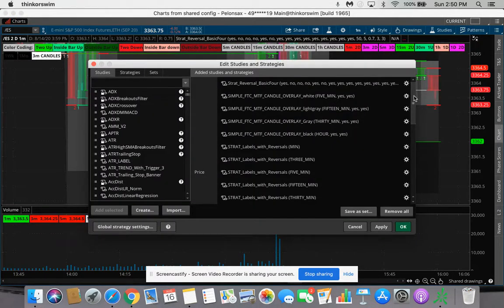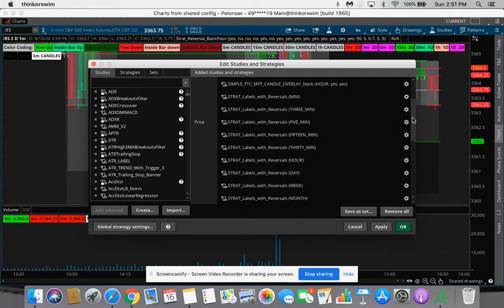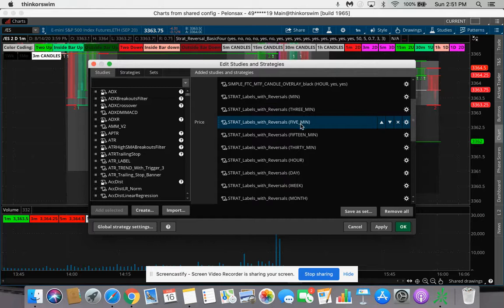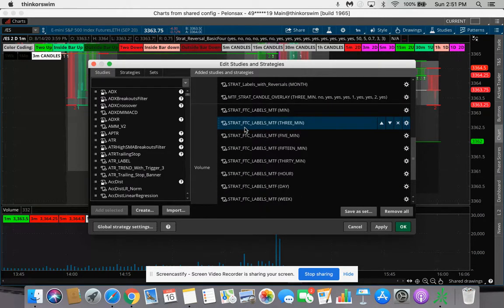The thing that you have to remember is that it's one study that you have to add several times. The chart already has them loaded, and then you just go into each study and you change the time frame. So I've got it loaded with a 1 minute, 3 minute, 5 minute, 15 minute, 30 minute, and so on and so forth. That's for the Strat labels, these ones up here. These ones over here, the Strat full time frame continuity labels, multi-time frame, are down here. Same thing: it's the same study loaded several times, one for each time frame.